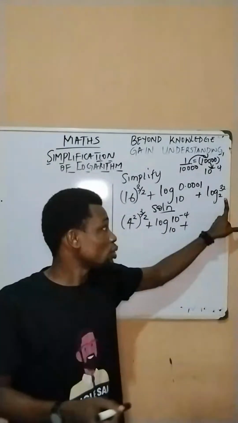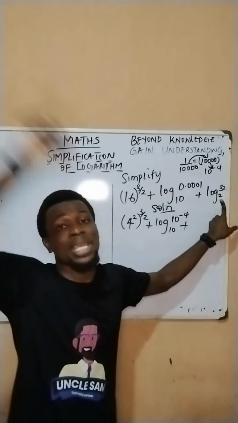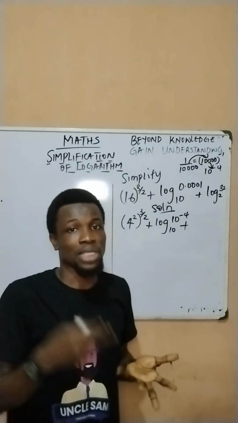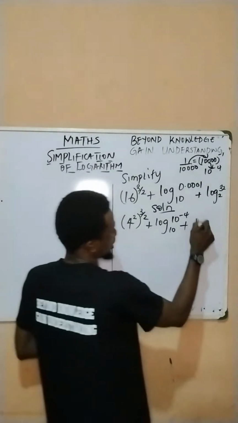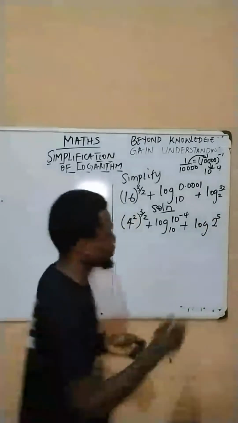Is there a way I can reduce 32 to the base raised to a power? Yes, because it turns out that 2 raised to the power of 5, which is 2 times 2 times 2 times 2 times 2, will give me 32. So this is saying log 2 raised to the power of 5 base 2.